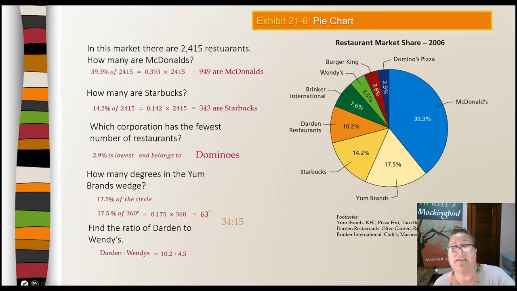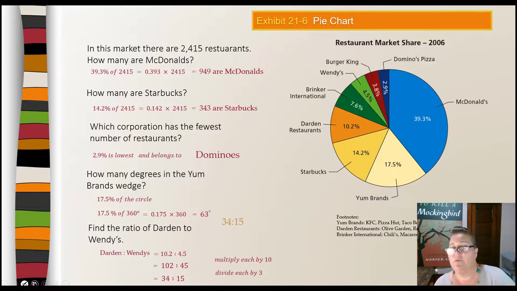Now, these are decimals and they're in a ratio. I cannot have that. So I need to get rid of the decimals. I'm going to multiply each of those numbers by 10, because the tenths place is the only place used. So that's going to give me 102 to 45. At which point I recognize that both of these numbers can be divided by 3, and that gives me 34 to 15. This is how I get that particular ratio.